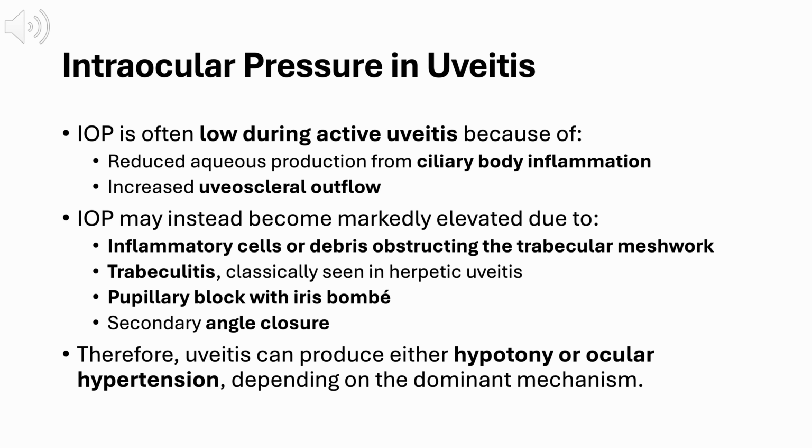But pressure can instead spike for several reasons. Inflammatory cells and debris clogging the trabecular meshwork, trabeculitis, classically herpetic, pupillary block with iris bombé, or secondary angle closure. So the same disease can produce either low IOP or ocular hypertension, depending on which mechanism dominates. The practical point: always check the pressure and interpret it in context, because a high pressure in a red, inflamed eye can itself be a clue, pointing you toward herpetic disease.